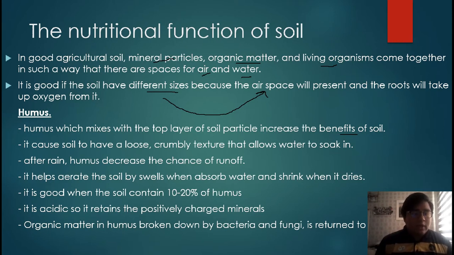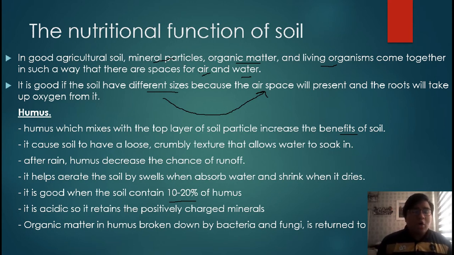So the fourth one, it is good when the soil contains 10 to 20% of humus. So if you want to have a good soil, we must contain between 10 to 20% of humus. And next, it is acidic, so it retains the positively charged mineral. So basically, after this, I will explain to you about the cation exchange. Okay, so after this, you will understand more about this point.